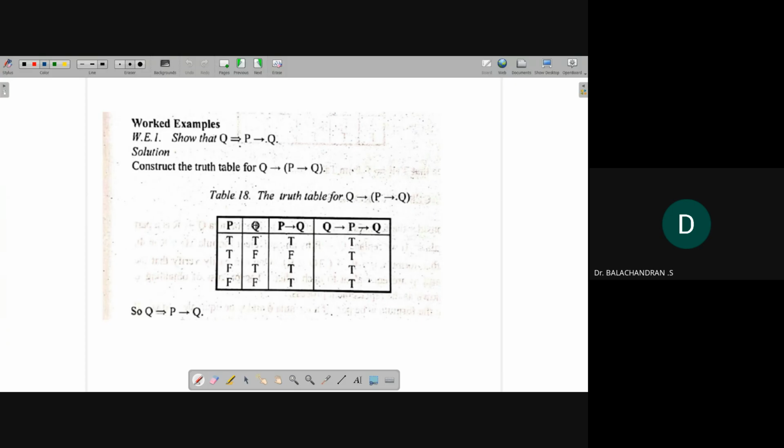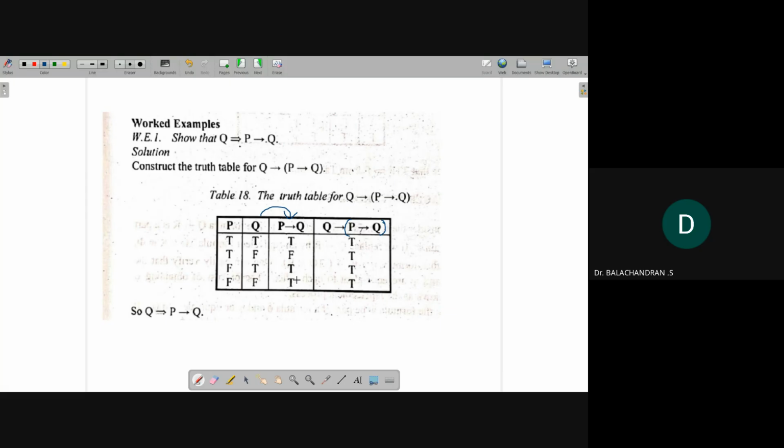So I have two variables, P and Q, and then P implies Q, and then Q implies (P implies Q). P implies Q is false only if P is true and Q is false. In all other cases, it is true. Next, Q implies (P implies Q). You can see here T T F F T T F T.